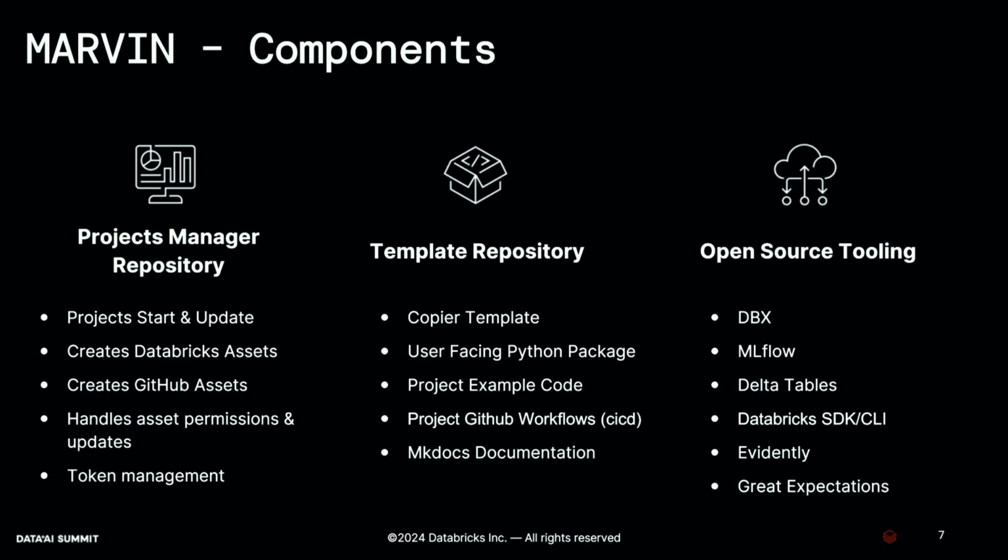So I touched on our projects manager repository. This is where, like I said, we hold our project start and our project update. These create and maintain Databricks assets. They create and maintain GitHub assets. They handle all the permissions associated with the project. And then we have a bunch of tokens and service principals, and we have workflows that manage those tokens and service principals.